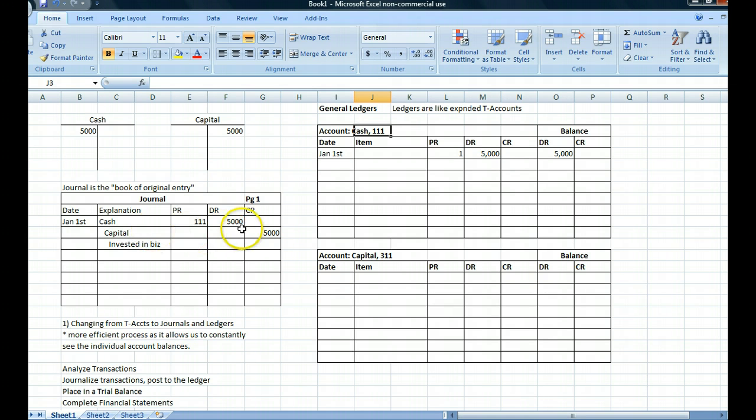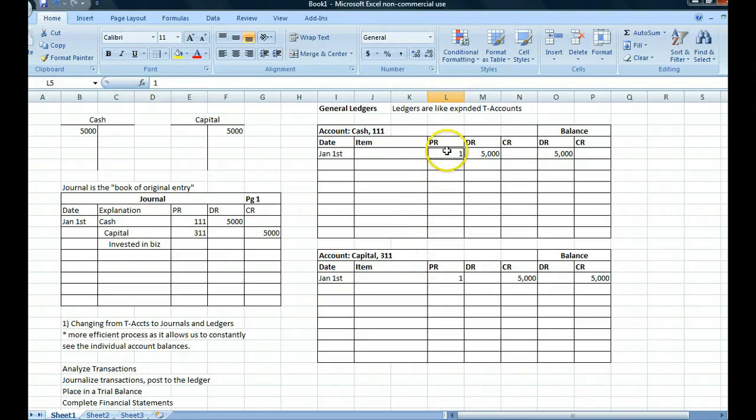So now I'm going to post the capital portion to the capital ledger. So again, I have January 1st as the date and $5,000 that I put in my business. So January 1st. Now I have a credit here, giving me a capital balance of $5,000. This is again General Journal page 1, and this account's number is 311, so right here I put in 311.